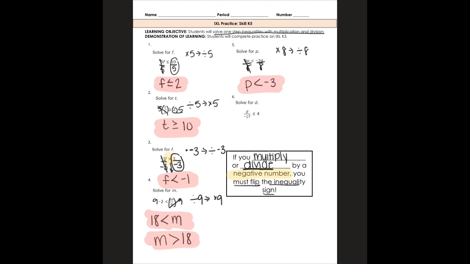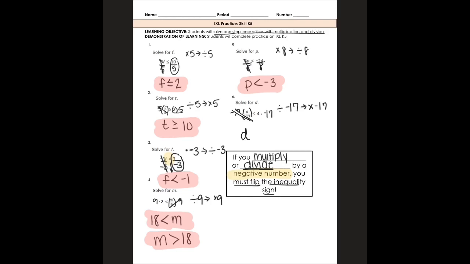Last one, number 6, solve for d. But d is being divided by negative 17. So the opposite of divide by negative 17 is to multiply by negative 17 on both sides. So negative 17 times negative 17. The negative 17s cancel each other out. We're left with d is less than or equal to, not less than, greater than.